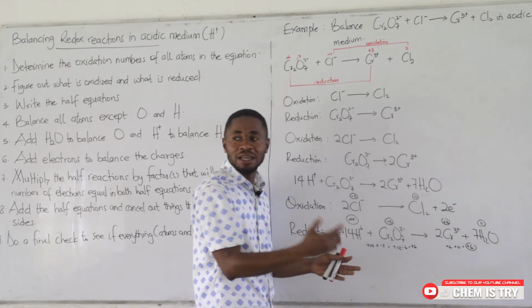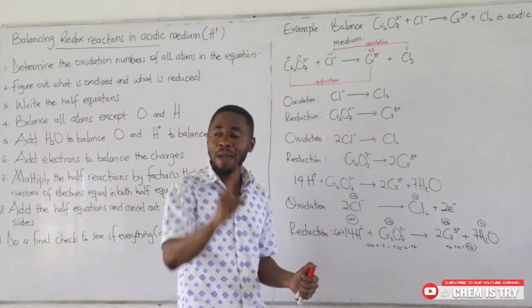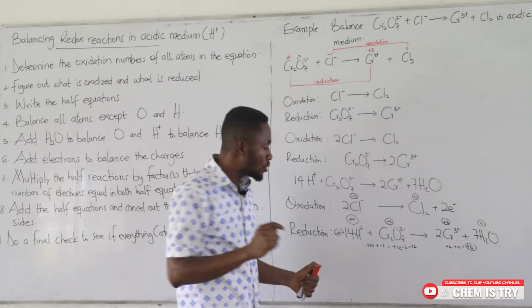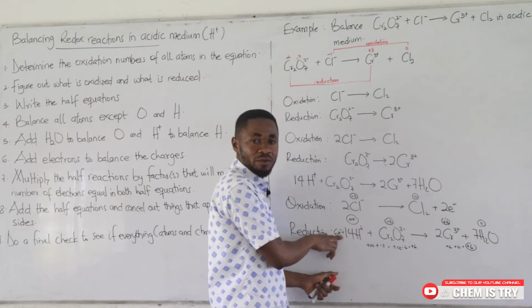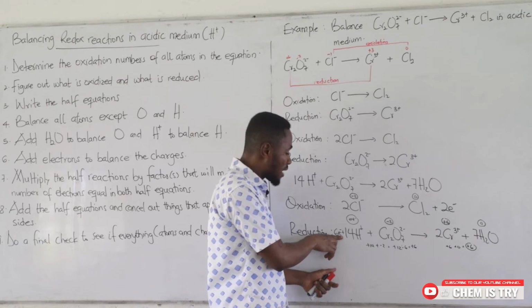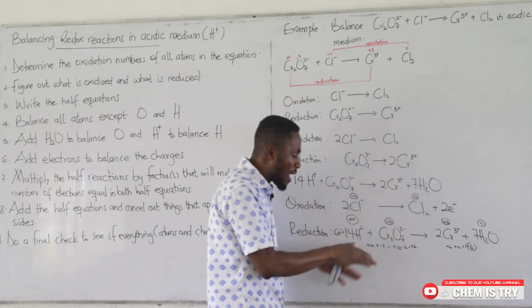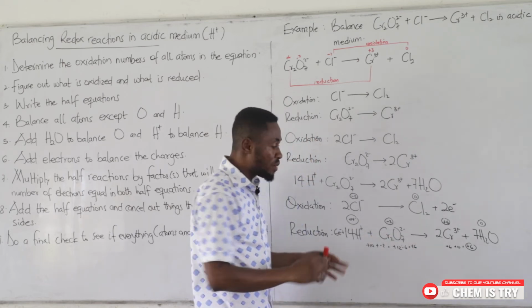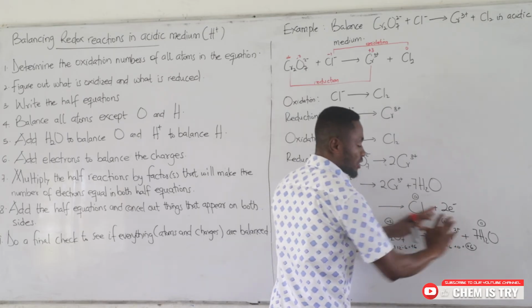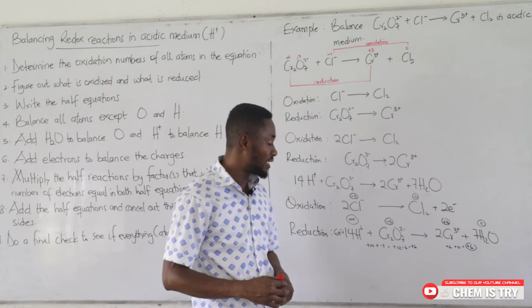And how do we subtract? By adding electrons. Now, each electron carries a -1 charge. So to balance it, we will add 6 electrons to this side, the reactant side. When we add 6 electrons, the 6 electrons will reduce the charge from +12 to +6, which becomes the same as the charge on the product side. So that is how we balance the charges.